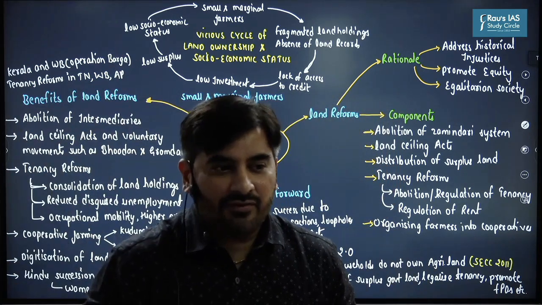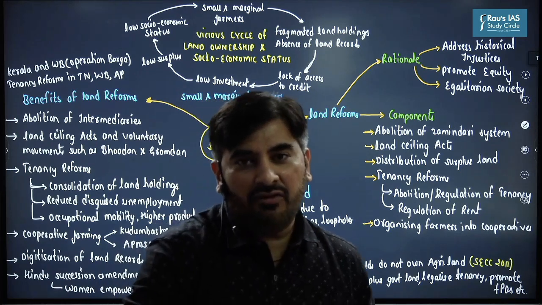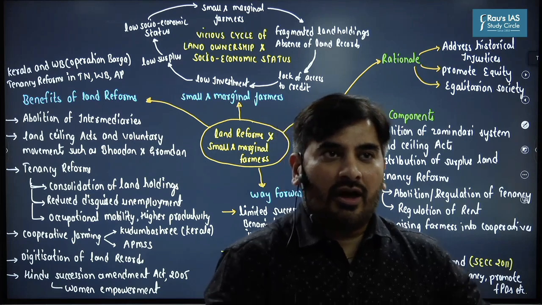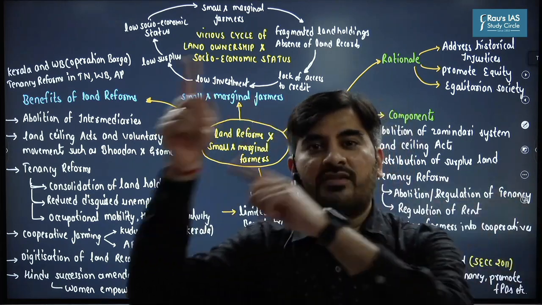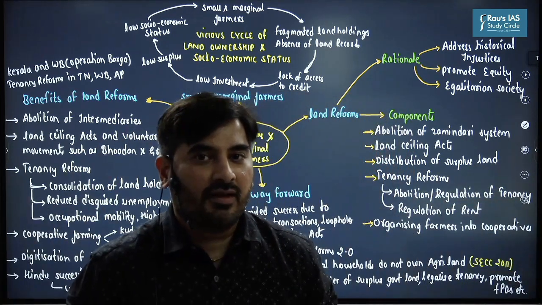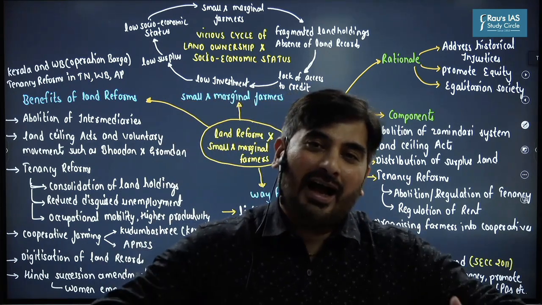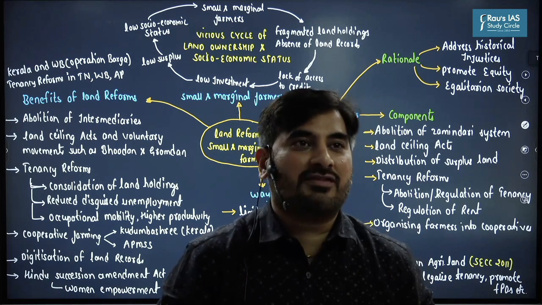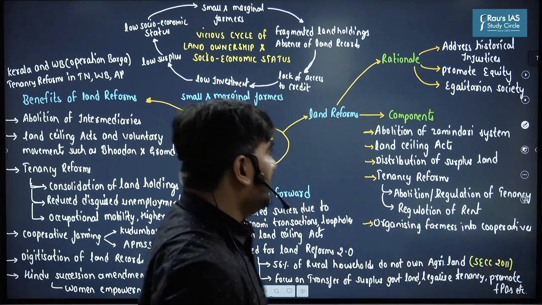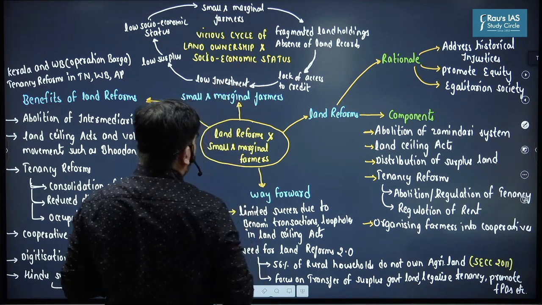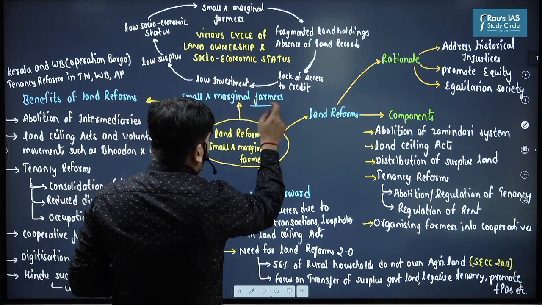So in case you have read about the land reforms and you are explaining these land reforms in your answer, you're not going to get the points. You have to explain how these land reforms have benefited the small and marginal farmers. For that, you need to understand what are the problems faced by the small and marginal farmers, right? So can you see this circle here? Vicious cycle of land ownership and socio-economic status of small and marginal farmers, right?